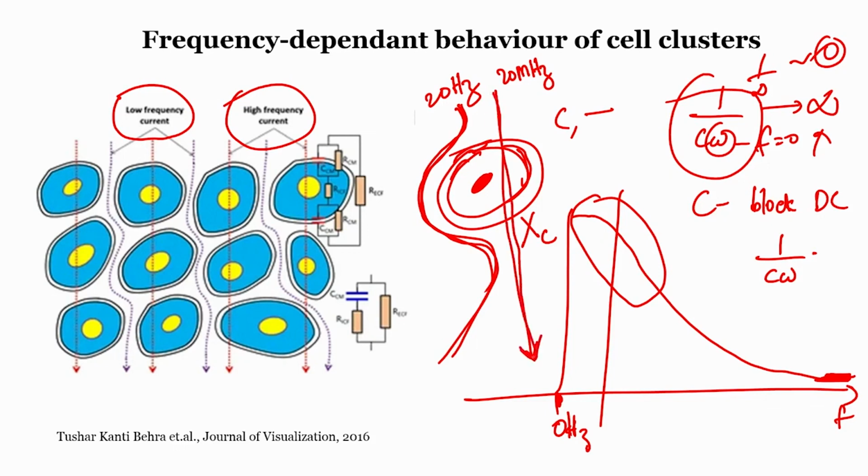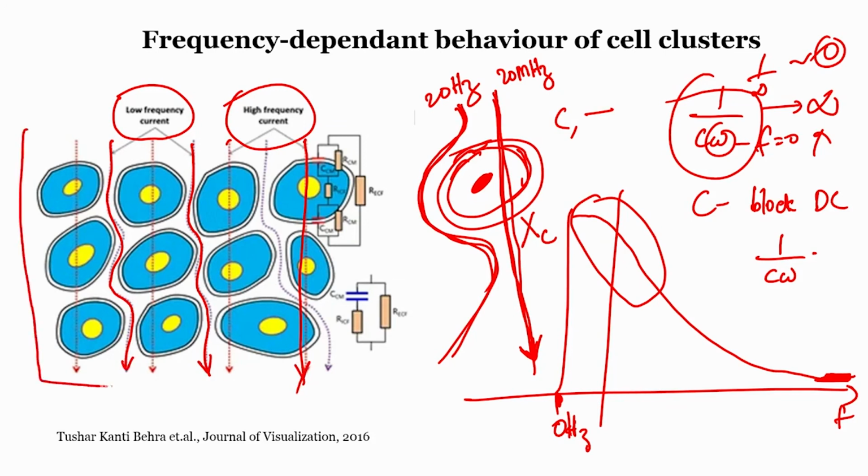This is the frequency dependent behavior of cells that are clustered together. That is what is shown here. This is from a paper from the Journal of Visualization, adapted from there so that you can understand it. See, for the high frequency component, the current is able to pass through the cells directly. The low frequency component tries to avoid the cells and tries to pass through the matrix. This has very important implications for how a tissue behaves. These are all matrices here, right, as we told, this is all matrix around the cell, full matrix.